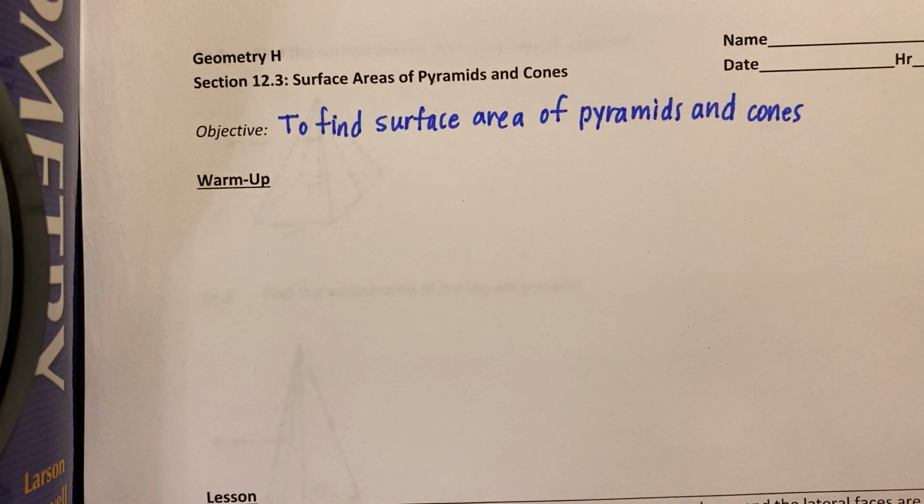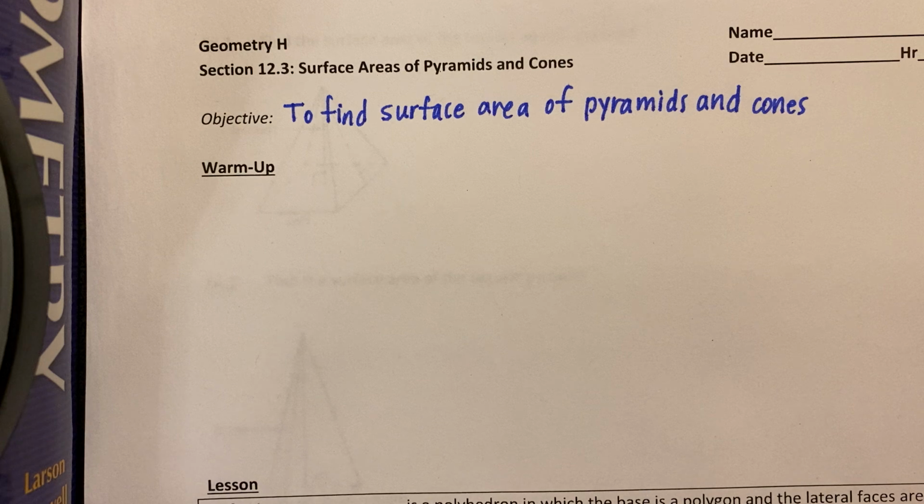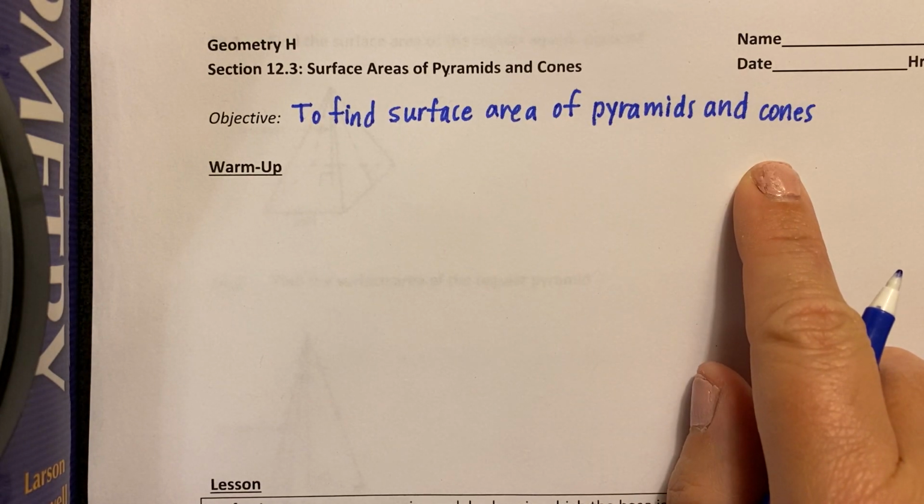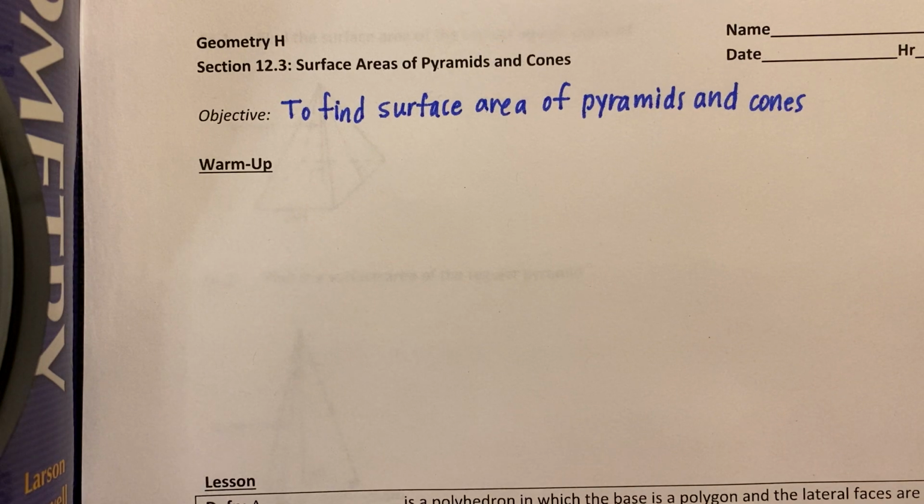Good morning. So today we're going to move into section 12.3, and it should be pretty similar to what we did yesterday, so that's the good news. Today we're going to be finding the surface area of pyramids and cones. And if you remember yesterday, it was prisms and cylinders.